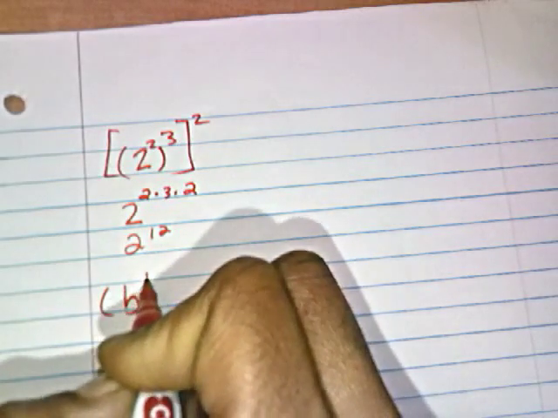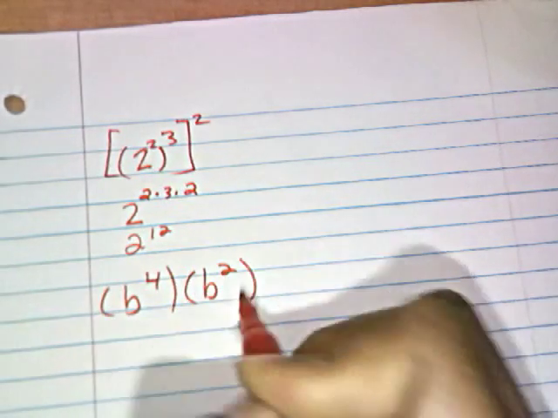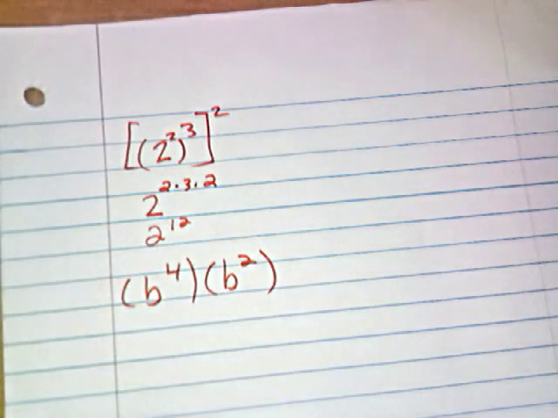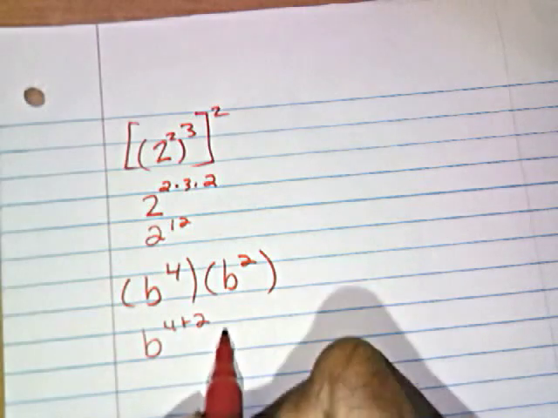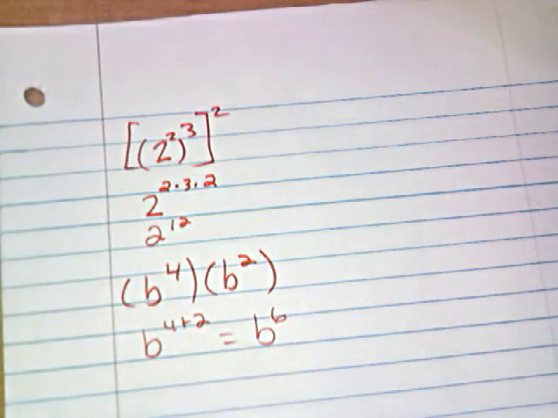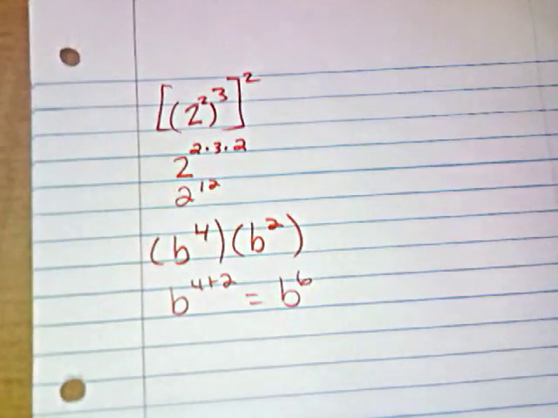b to the 4th times b squared. Do they have the same base? Yes, they do. 4 plus 2. So that equals b to the 6th. Okay? Let's do one like this one.